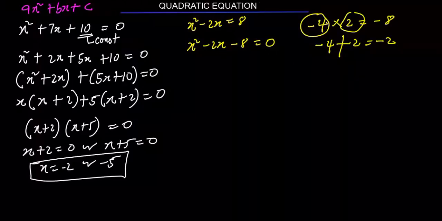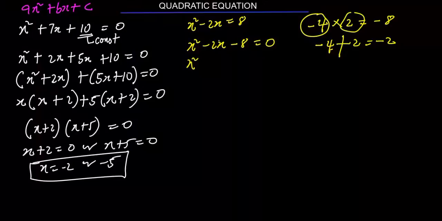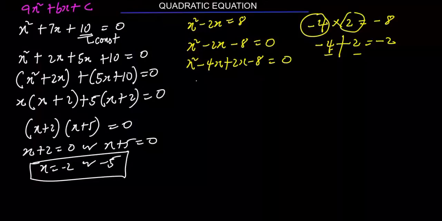Okay, since I have that, minus 4 and 2, I'll say x squared. Replace the minus 2x with minus 4 and 2. So you have minus 4x plus 2x minus 8 equal to 0. So from here, what will I say?